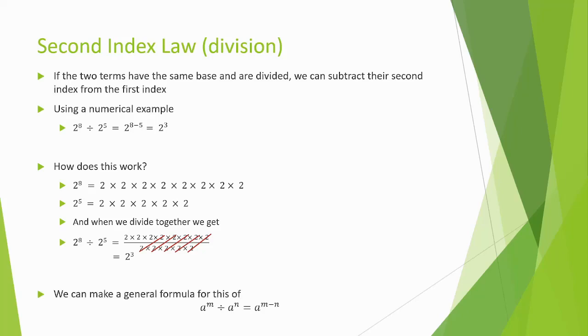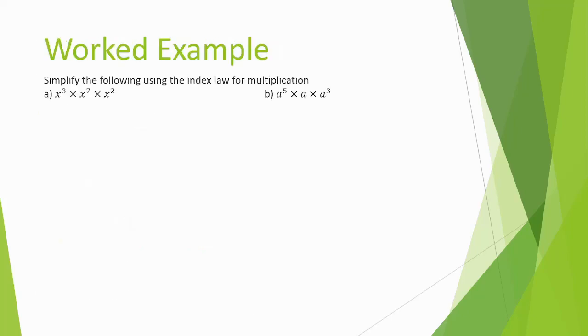So our general formula for this is a to the power of m divided by a to the power of n equals a to the power of m minus n. Again, that can be for any of the bases as long as that a does not equal 0. So here I have some worked examples.